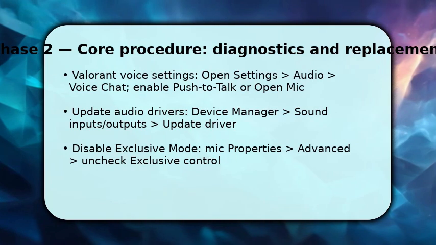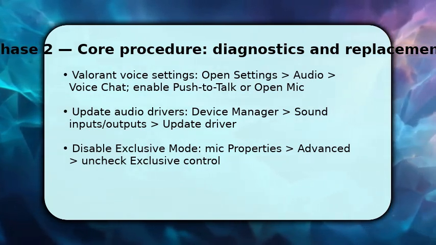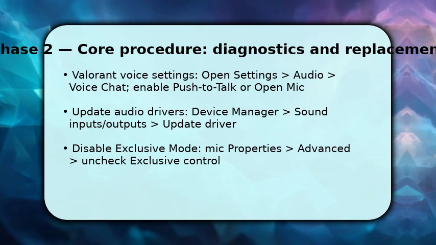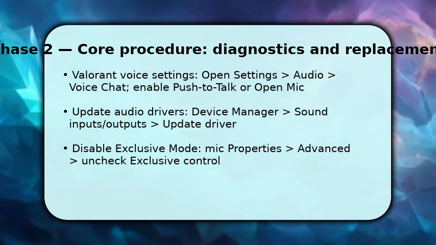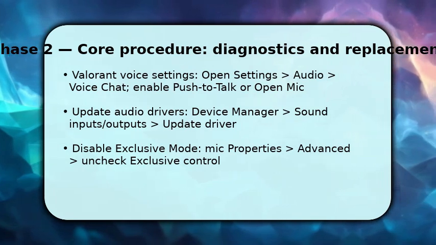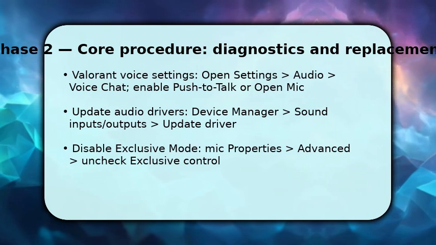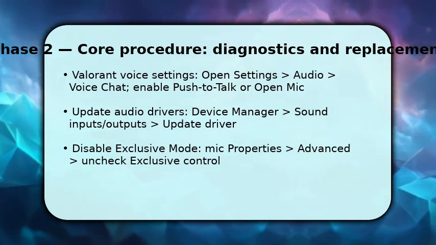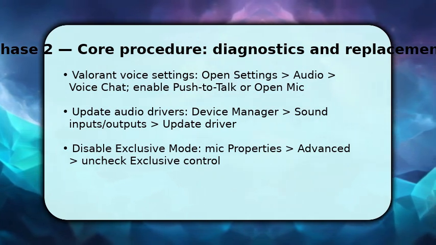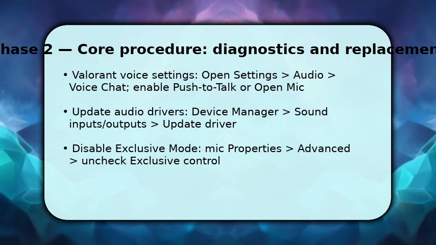Now you'll fix in-game settings and drivers which commonly cause issues. In Valorant settings, open audio, then voice chat. Toggle voice chat on and choose push to talk or open mic, then assign and test a key. If it still fails, update your audio drivers through Device Manager. New drivers resolve compatibility problems. Also open your microphone properties, Advanced tab, and disable exclusive mode so multiple apps can use the mic. After changes, restart Valorant to load new audio configurations.